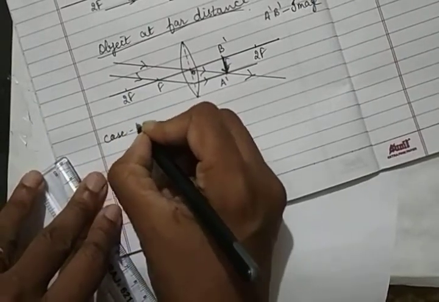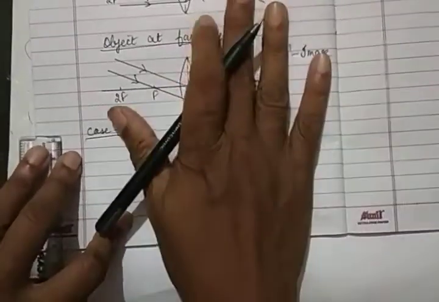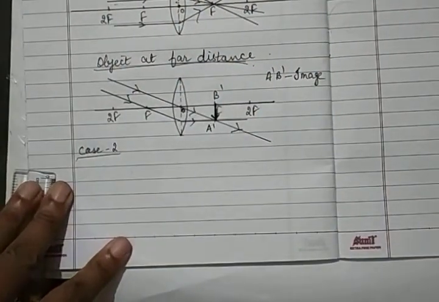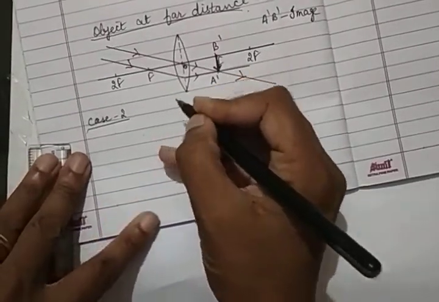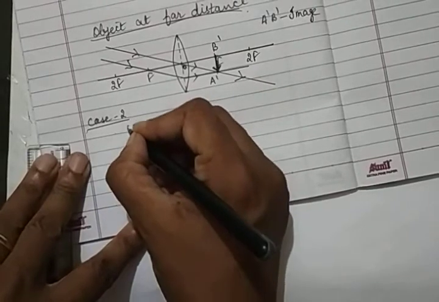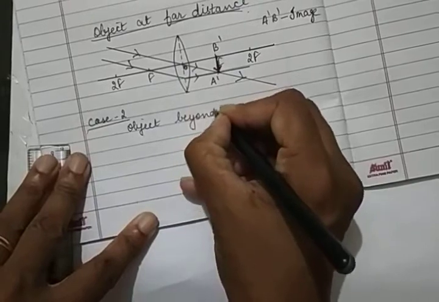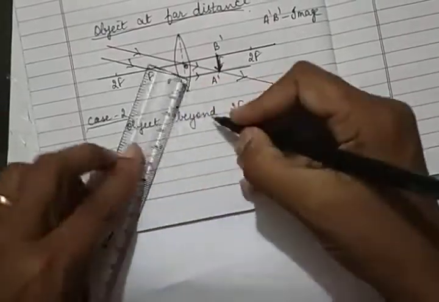Now come to case 2. I hope you're drawing along with me. Please pause it and keep drawing. In this chapter, only these 6 ray diagrams, if you can learn to draw them properly, it's fine. You're done. This chapter is done. Okay. Now, coming to case 2. Object beyond 2F. Object beyond 2F.